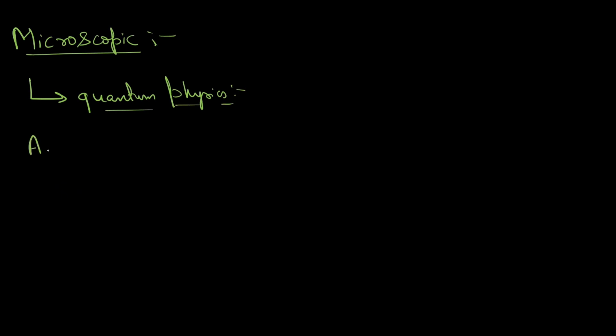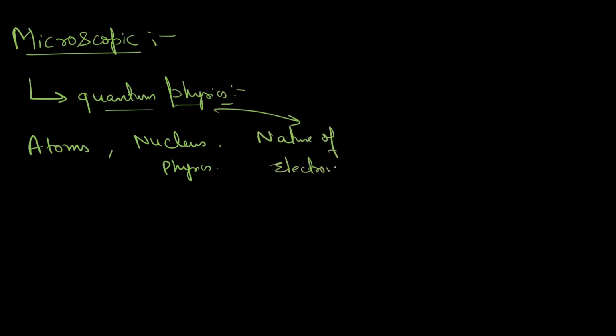In this, what are you going to study? You will study atoms. Smaller things are introduced. You will study the nucleus, nuclear physics, smaller than the atom: neutron, proton. These are going to be discussed over here. You are going to study the nature of the electron, a smaller particle, and the nature of the photon. What is a photon? A particle of light. Light particles, a smaller one.